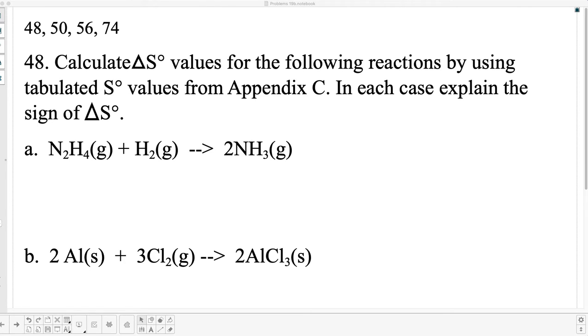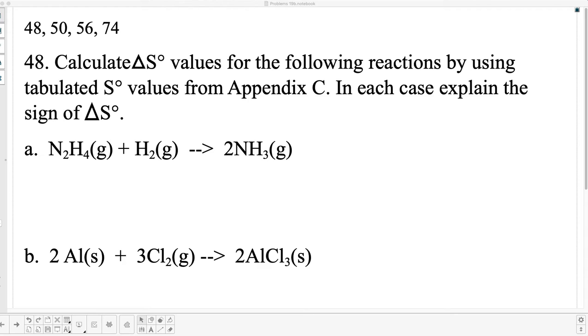Hey class, this is the beginning of problems 48 and 50 of 19b. So let's take a quick look. Here we're calculating delta S standard values for the following reactions by using the tabulated entropy values from Appendix C. Appendix C has been scanned and attached to this homework assignment, so you should be able to open that on your iPad, I'm hoping. And in each case, explain the sign of delta S.